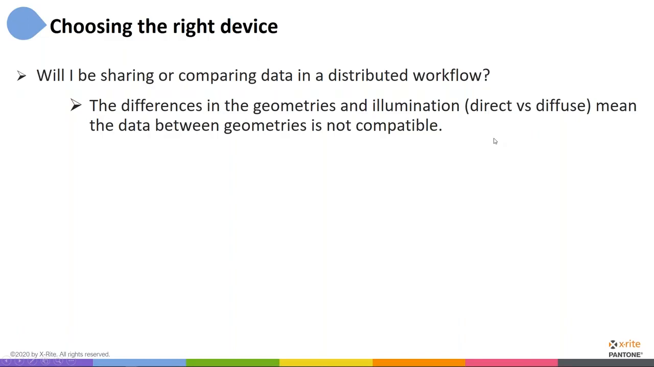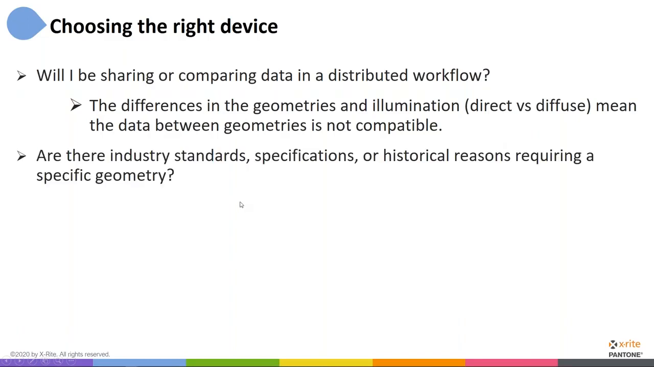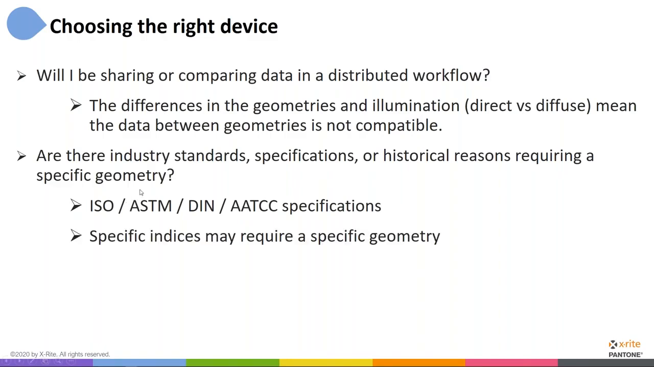The next thing you need to ask about choosing the right devices: are there industry standards, specifications, or historical reasons for requiring a specific geometry? Standards, are you conforming to ISO, ASTM, DIN, AATCC specifications for what you're measuring? Those specifications may define and require a specific geometry. Obviously, you need to meet that. Some specific indices require a specific geometry.